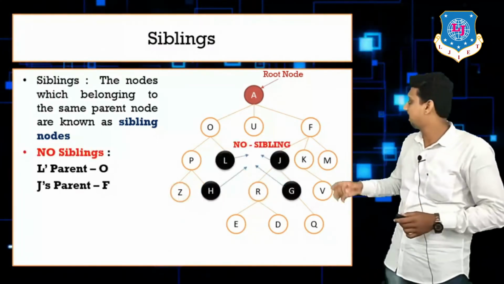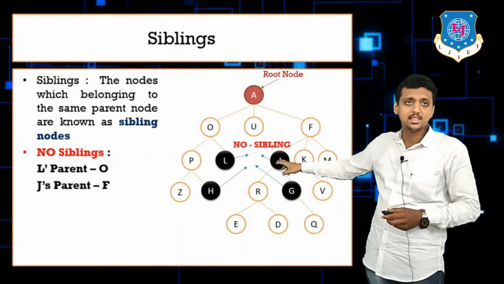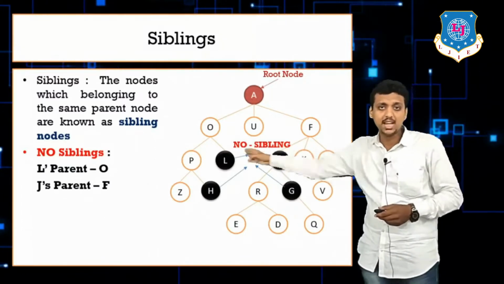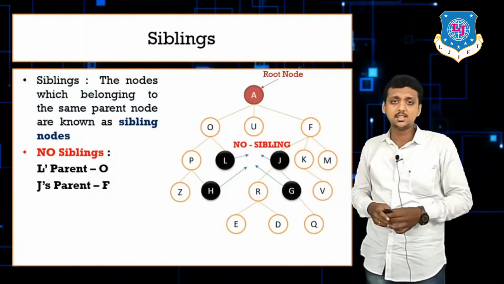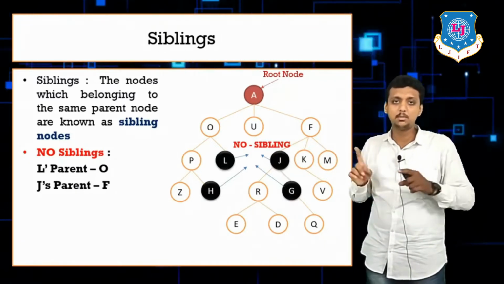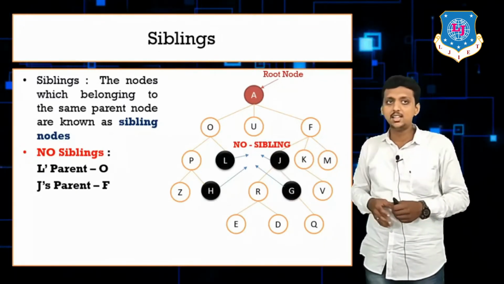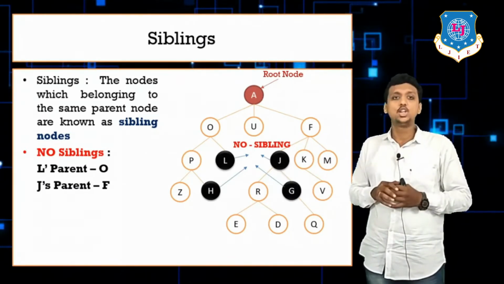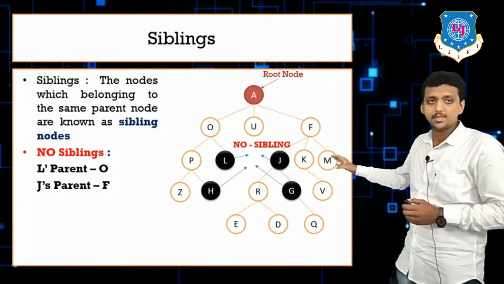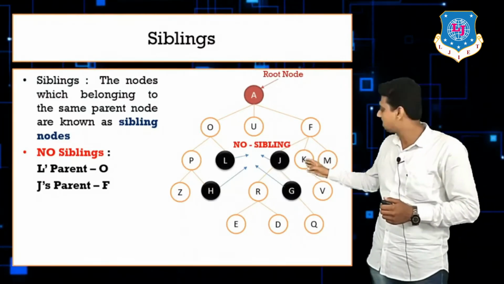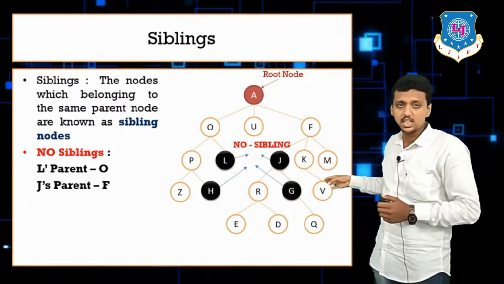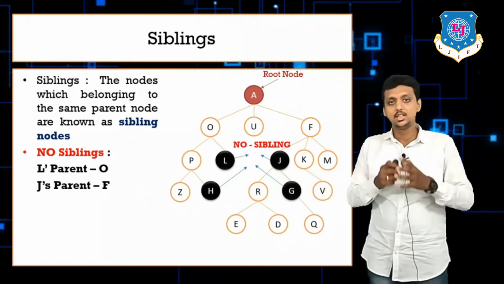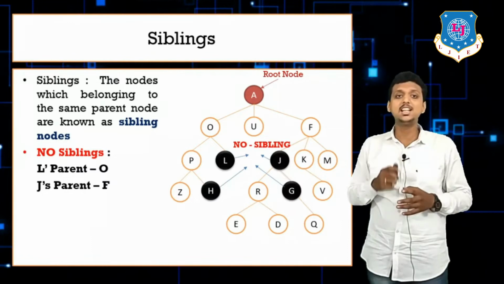Now, can you tell me, students, if I talk about L and J, are L and J siblings? No, they are not siblings because they both contain different parents. L is from O, J is from F. That means these two nodes are not siblings. Now, see here, H and G: students, H and G are also not siblings. Fine. So I hope what we mean by siblings is clear now.